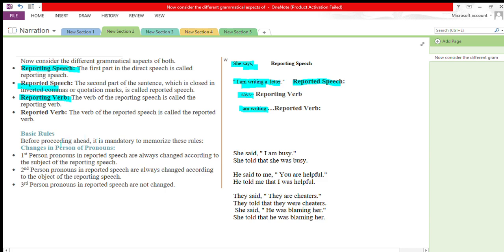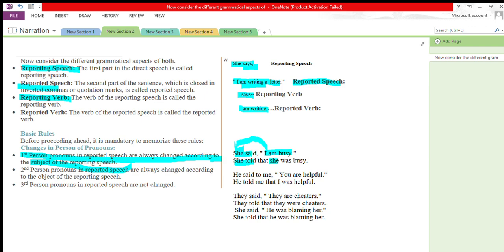Okay. Now basic rules: how to change the pronouns. First person pronouns in reported speech are always changed according to the subject of the reporting speech. Now see, she said, I'm busy. When you change it into indirect speech, the first person pronouns of the reported speech are changed according to the subject of the reporting speech. If I say she told that I was busy, see, she said I'm busy. She is talking about herself, not about me.